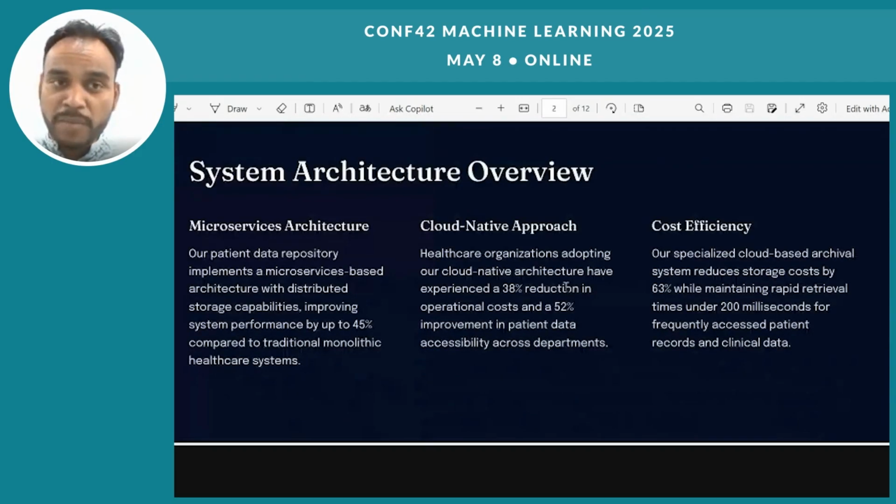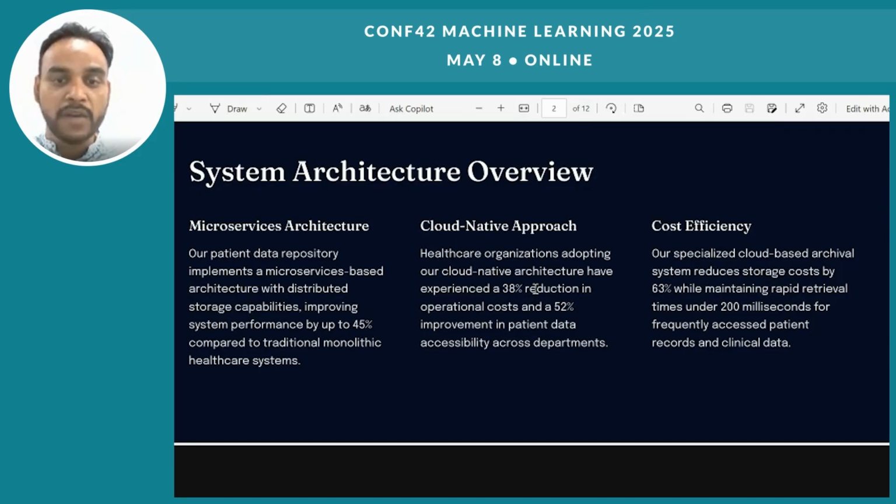For the system architecture, we are going to talk about three things here: basically microservice architecture, cloud native approach, and cost efficiency. When we talk about architecture, microservice architecture has evolved significantly to address the growing complexity of modern data management. Analysis of public healthcare institutions has shown that implementing a microservices-based architecture with distributed storage capabilities can improve system performance by up to 45% compared to traditional monolithic approaches.